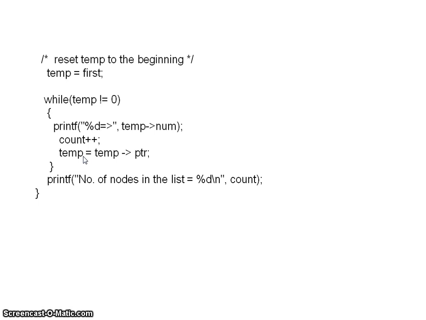Finally, we are also interested to display the number of nodes present in the linked list. So we have written printf number of nodes in the list %d, count, because count is going to contain the number of nodes created. I hope you all would have understood the creation of a linked list, or we can say the implementation of the linked list and its traversal.